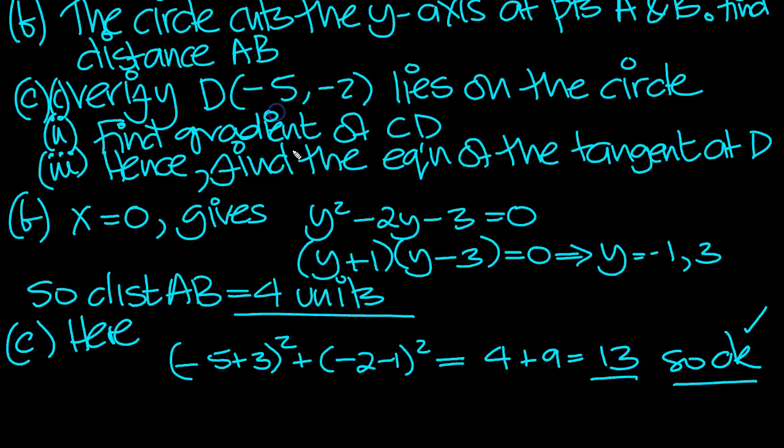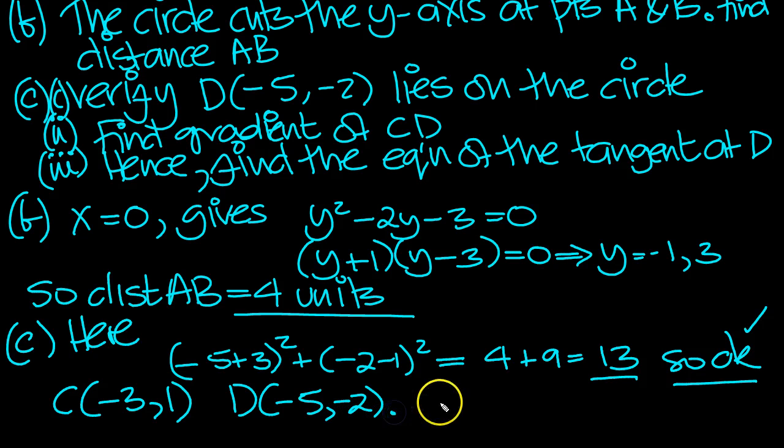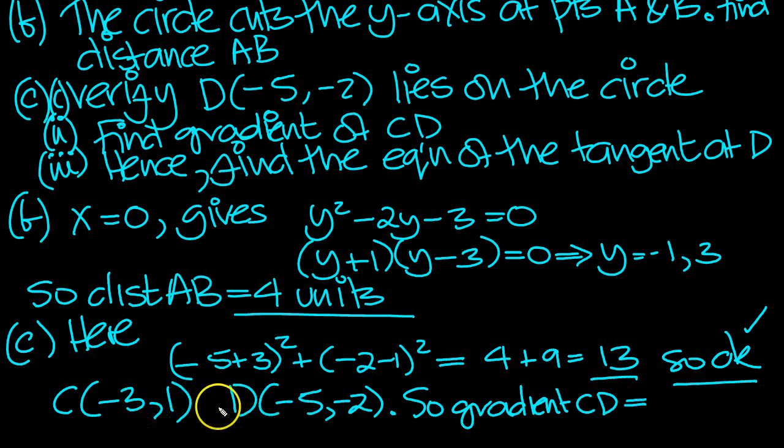Find the gradient of C to D. So the center, C, has coordinates, remember, minus 3 and 1. I've got that from here and here. And D has coordinates minus 5, minus 2, doesn't it? So gradient CD is equal to C to D. The increase in y is 1 to minus 2, which is minus 3, divided by the increase in x, which is minus 3 to minus 5, which is minus 2. So that works out as 3 over 2. So that's the gradient CD.